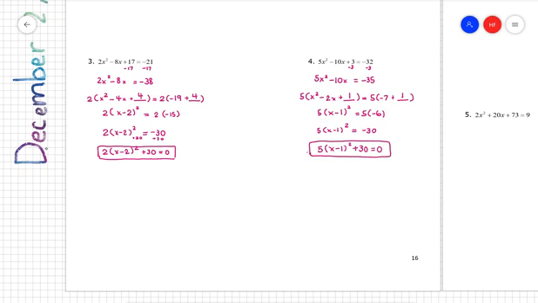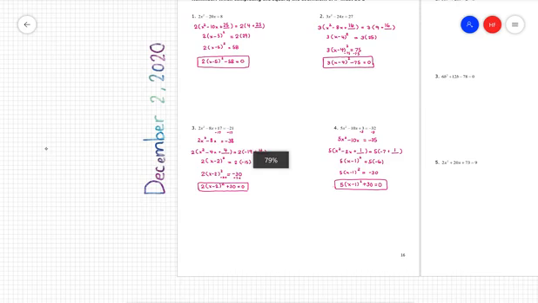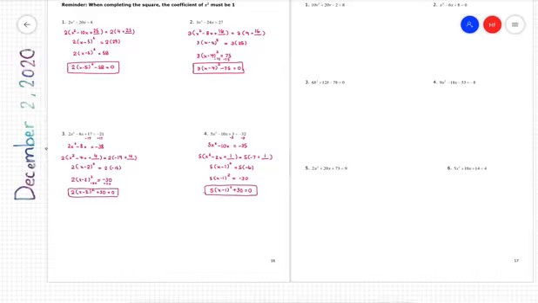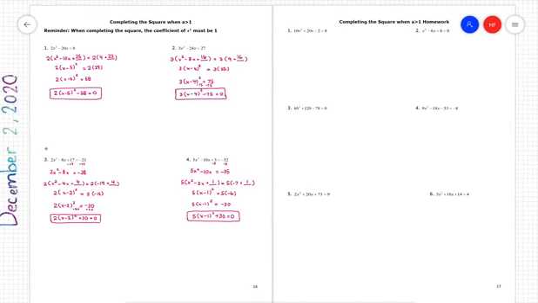So we can do a lot of things with completing the square. We can solve, we can convert, and then we can use it in other ways as a step in other problems. But this is just the beginning of completing the square, and then when we have a greater than 1.